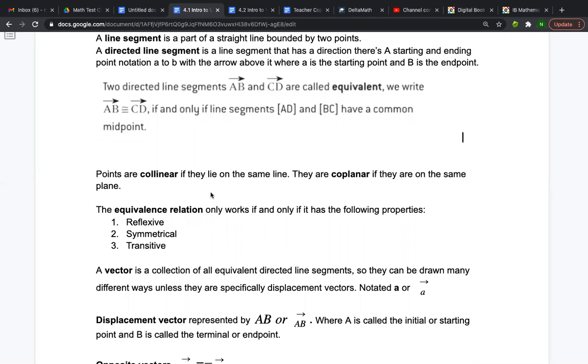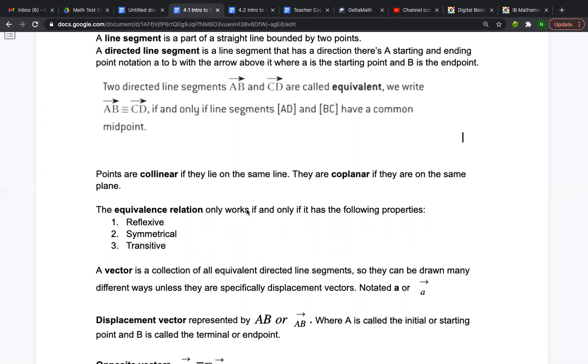Transitive is where there's a connecting piece in the middle. So if A is related to B and B is related to C, then A must be related to C. So that's what has to apply for the equivalence relation. You have to prove all three of those things.